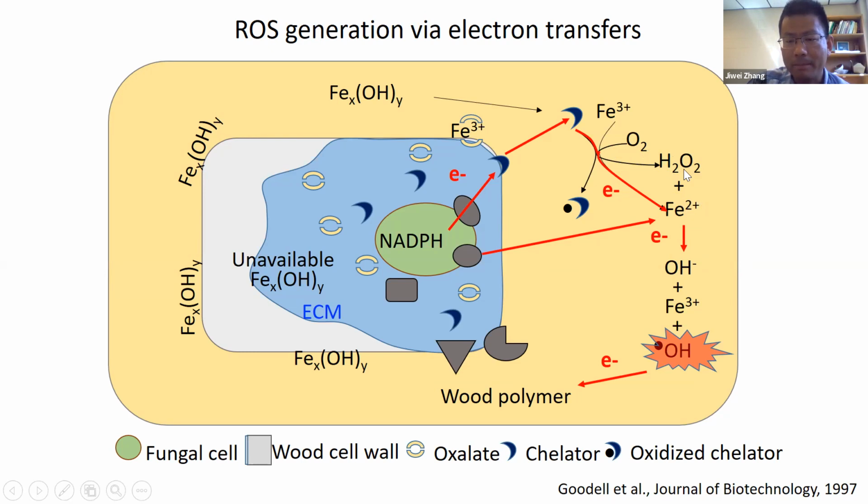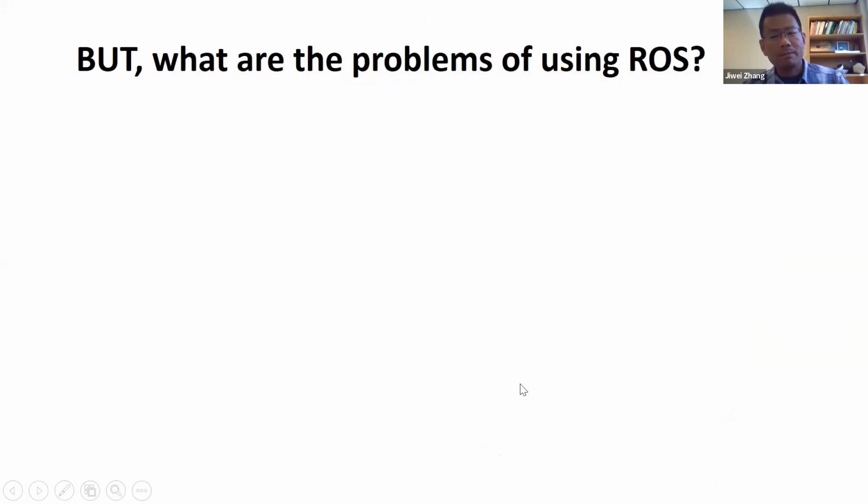Then by the Fenton reaction, the electrons are further transferred to hydroxyl radicals. Hydroxyl radicals will cause the electrophilic attacks on the wood polymers. So basically, this is fungal activity-driven electron transfer, which causes the production of ROS radicals and eventually degrades the polymers. But what are the problems of using this ROS?